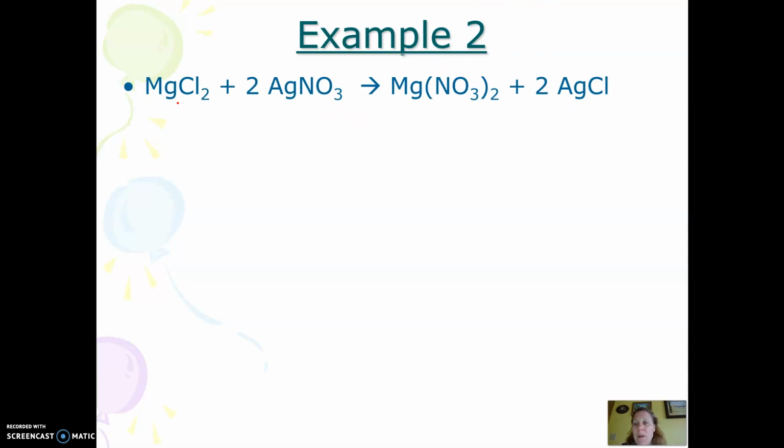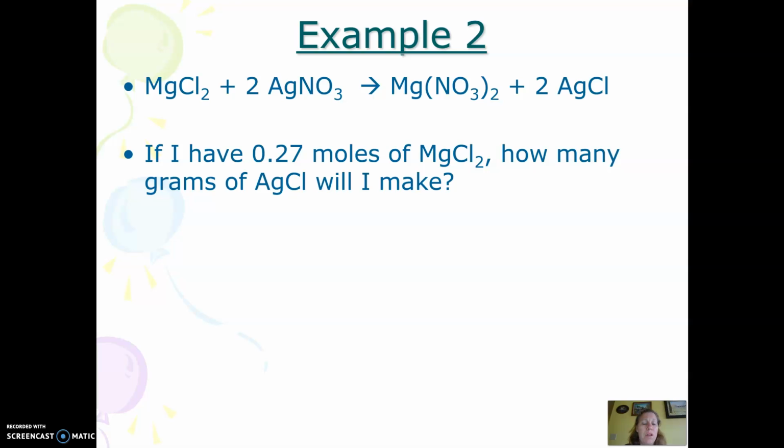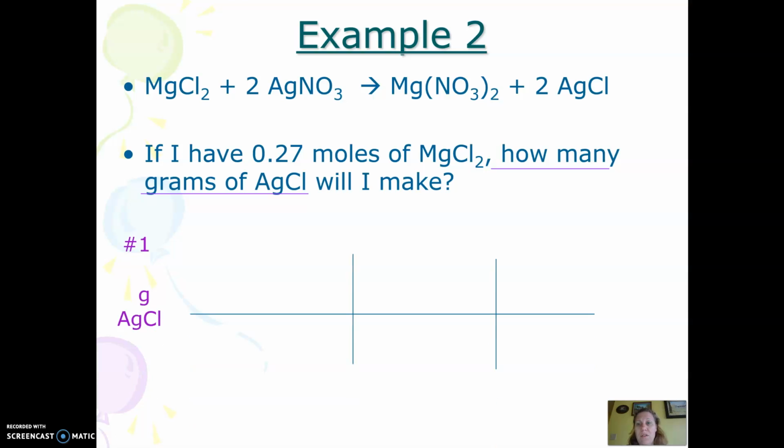Okay, so example 2, same equation. I didn't do anything with a different equation. You will have a couple problems with different equations today, but I give them to you already balanced and everything. So now, next question. Now we start with moles and go to grams. So what are we looking for? How many grams of silver chloride? What am I starting with? 0.27 moles of magnesium chloride.